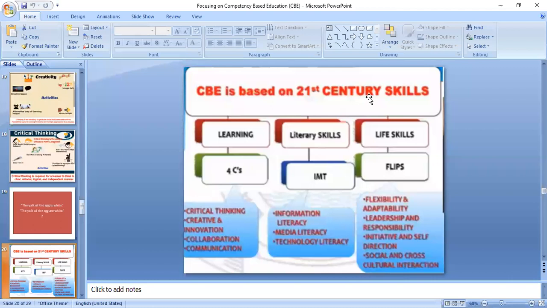Next, CBE is based on 21st century skills. What are these? Learning the 4 C's. What are the 4 C's? Critical thinking, creativity and innovation, collaboration and communication. So the 4 C's help build executive function skills such as planning, organizing, and so on. These skills help children develop self-regulation, working memory, and cognitive flexibility, which will encourage them to learn new ideas and develop their social emotional capabilities.